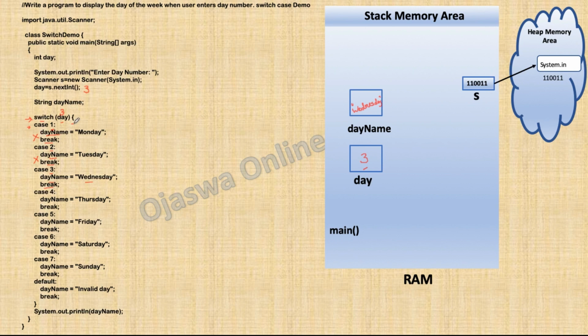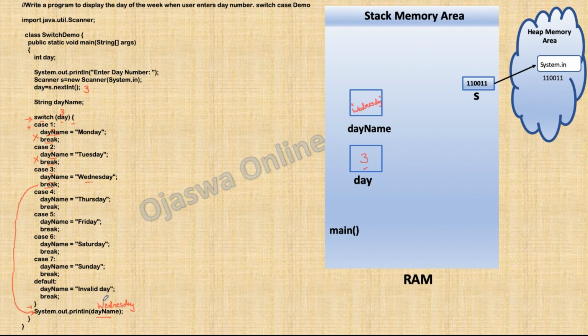This is the opening curly bracket of the switch block and this is the closing curly bracket of the switch block. Here the switch block ends. Control will come to the next statement. That is, from here, control will come to the next statement, and this statement System.out.println dayName will execute. What is dayName? Wednesday. So your output will be enter day number, user enters 3, and the output is Wednesday. This is how switch case executes.